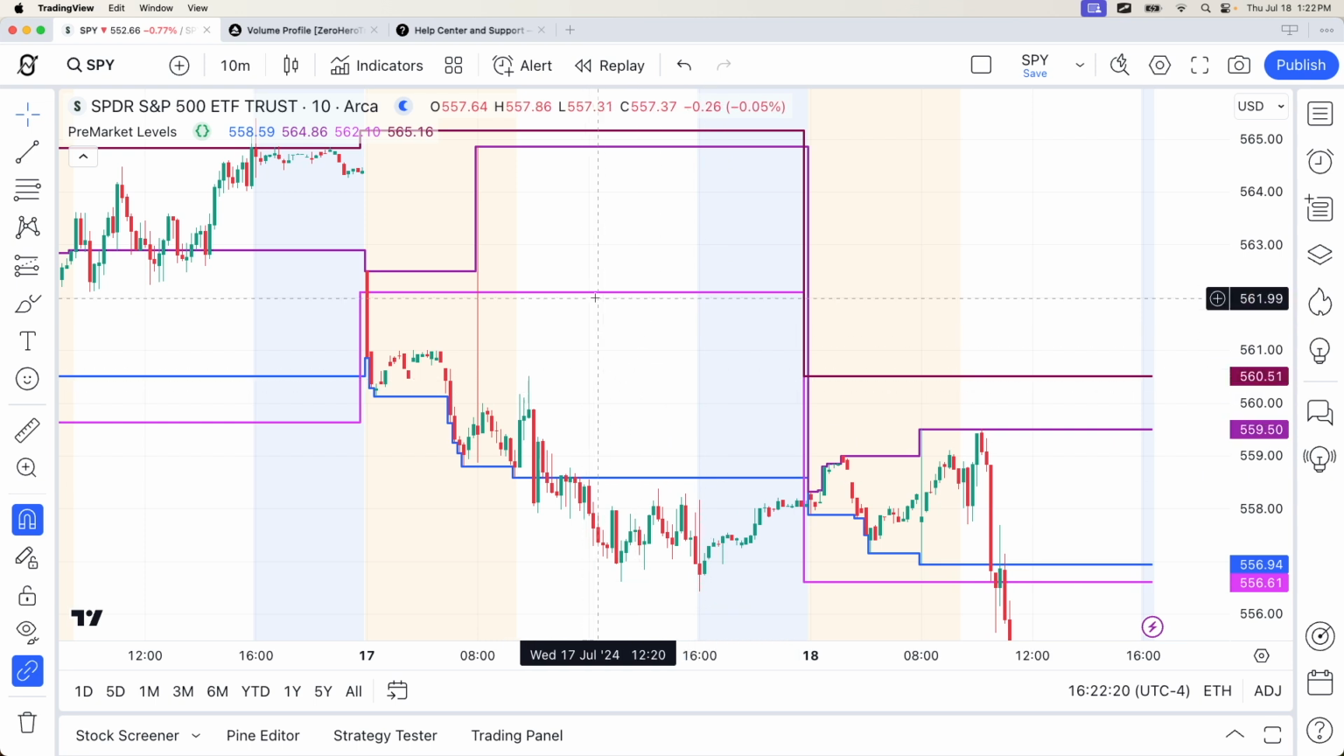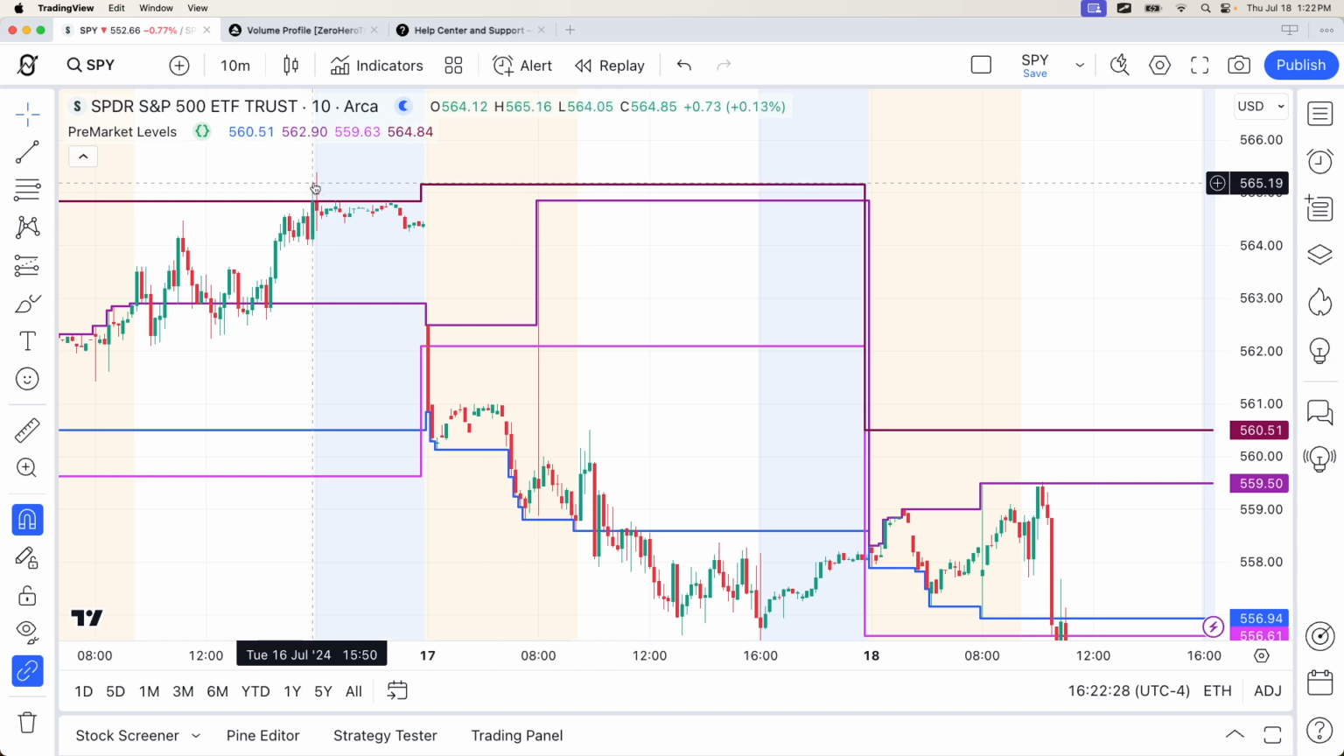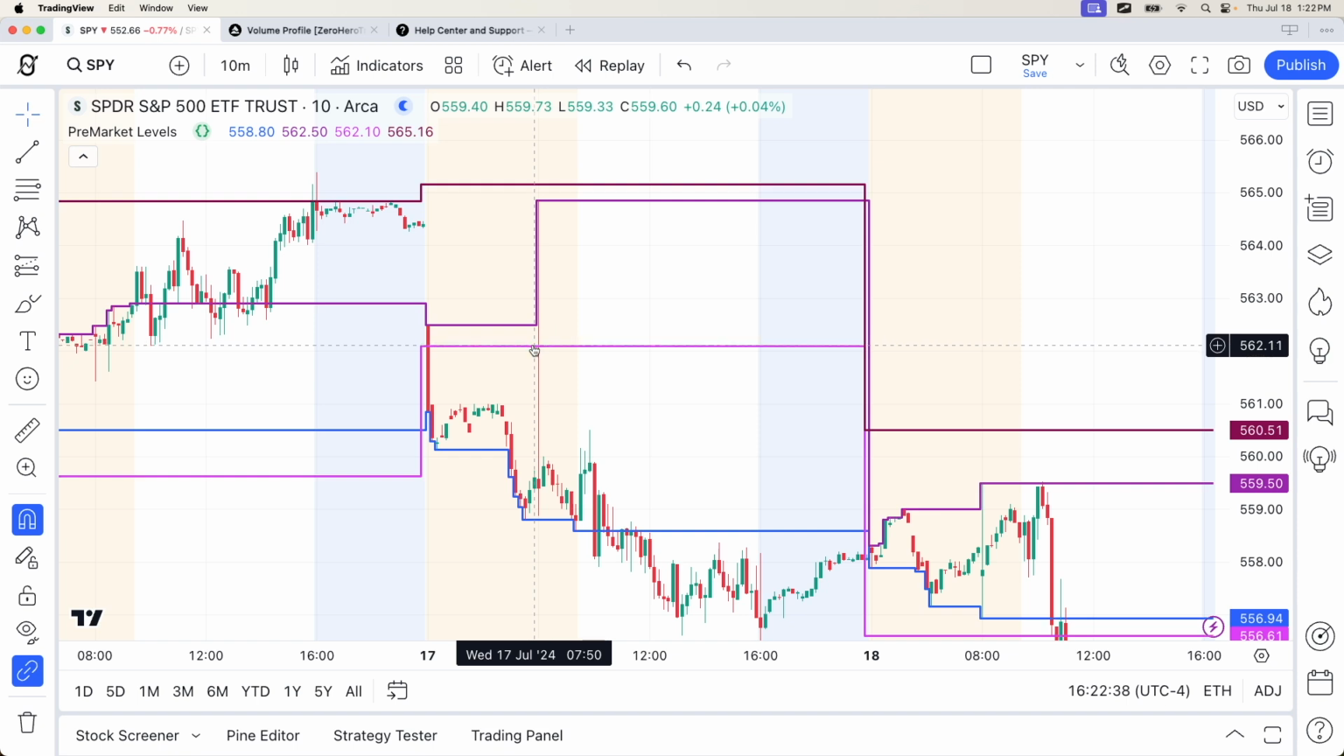For the day before, our previous day high is indeed correct here. Our pre-market high is correct here. Our previous day low is indeed correct here. And our pre-market low is indeed correct right here. Looks like we did it.